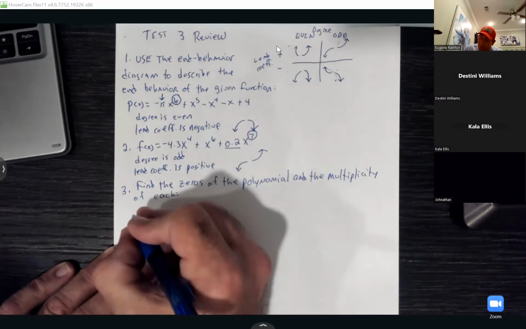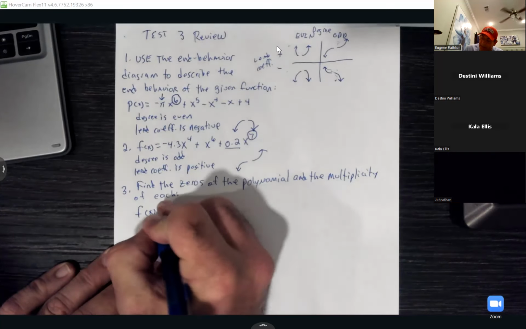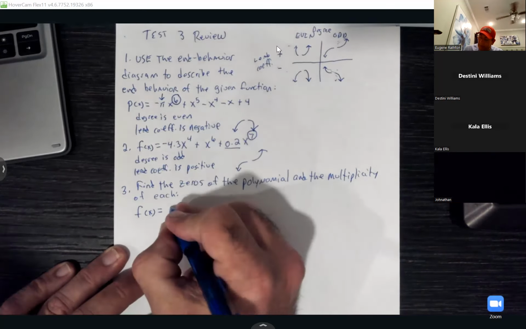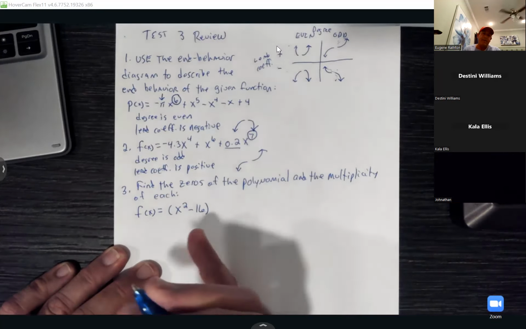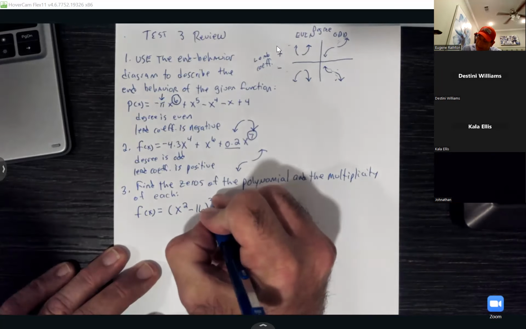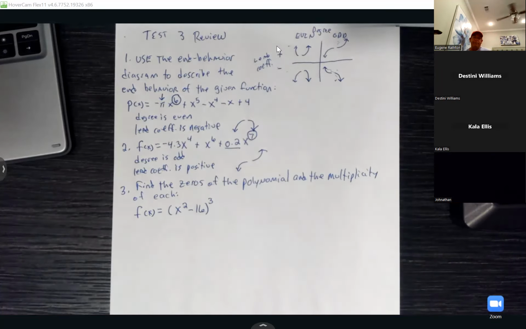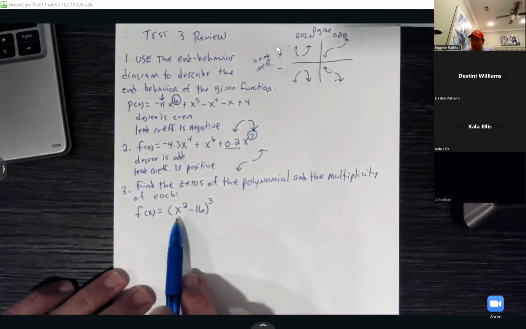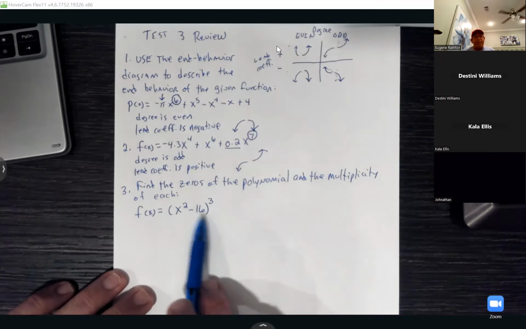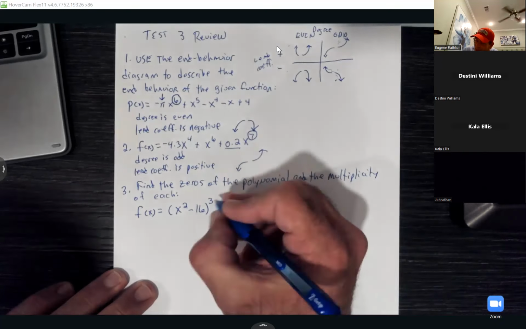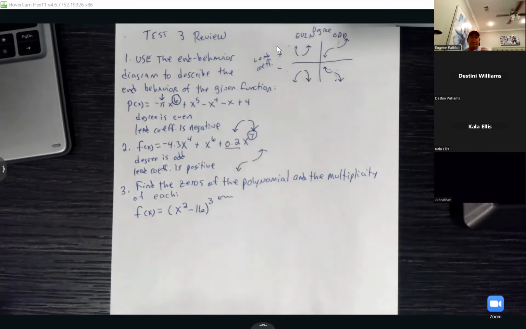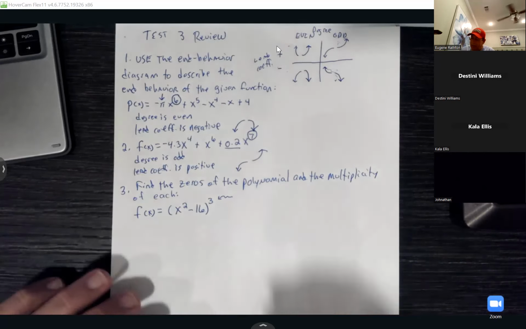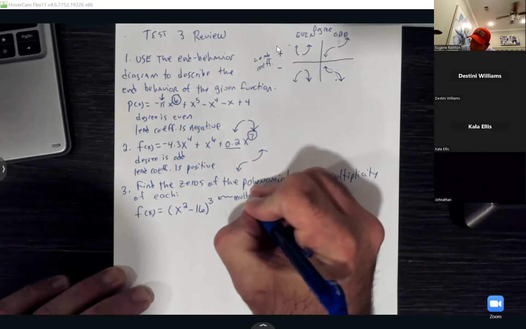All right, so let's see. The polynomial they're giving us is f of x equals x squared minus 16 inside the parentheses, and then exponent 3 on the outside. So the zeros are going to come from the factors that are inside the parentheses. This 3 right here is the multiplicity, because remember, that 3 is telling me that I would write that x squared minus 16 3 times. So the 3 is my multiplicity.